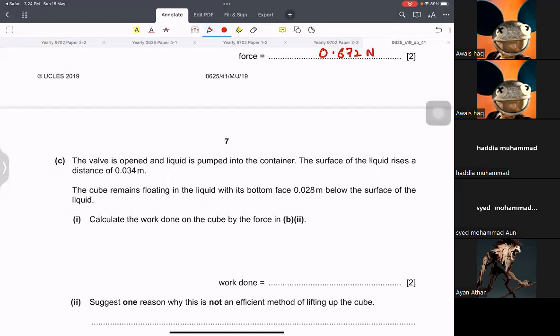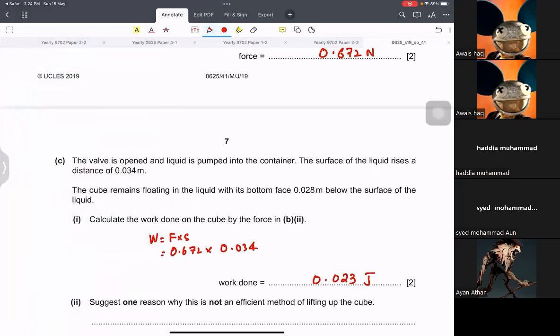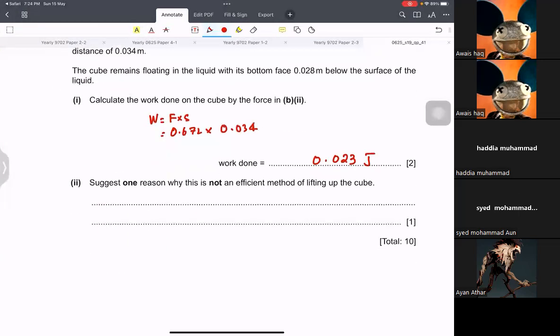Okay, that's not bad. So work done is force times displacement. The force we calculated was this, and the displacement is 0.034. So this is going to be 0.023 joules.